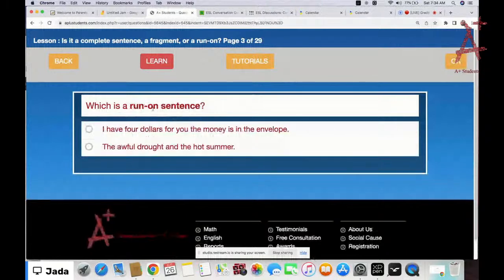Now we have a run-on. Which one is the run-on? I have $4 for you. The money is in the envelope. The awful drought and the hot summer. So a run-on is two sentences together, which is: I have $4 for you. The money is in the envelope.